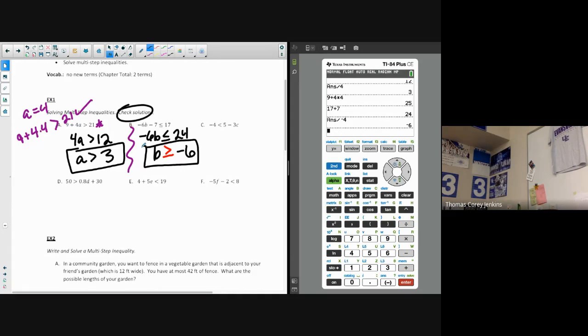So let's just pick one to test. All right, so I just told you what it means if we plug in our boundary. If we plug in negative 6, I should get 17 on this side, so that doesn't really confirm our answer. Let's plug in a number or substitute a number that is maybe bigger than negative 6. So let's try negative 5 maybe. So if b is -5, then we have -6 times -5 minus 7 is supposed to be less than or equal to +17.